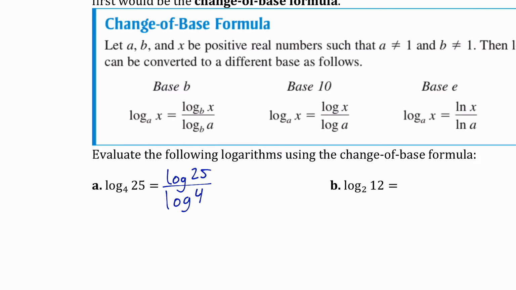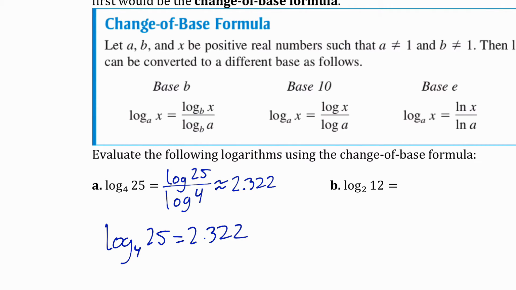Jotting that down, log base 4 of 25 equals log of 25 divided by log of 4. After we round it, that's about equal to 2.322. Now again, to check your work, go back to the original: log base 4 of 25 equals 2.322.